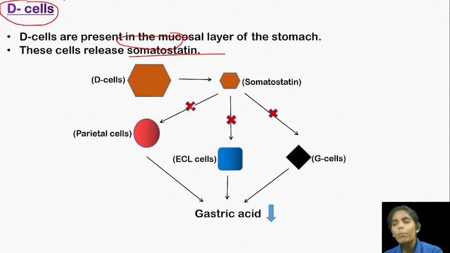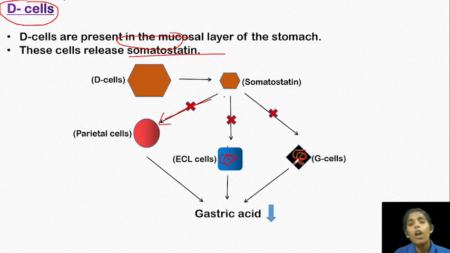It will prevent the parietal cells from releasing the hydrochloric acid. It will prevent the enterochromaffin cells from releasing the histamine hormone. It will prevent the G cells from releasing the gastrin hormone. So, as a result, the gastric acid secretion will also be decreased.